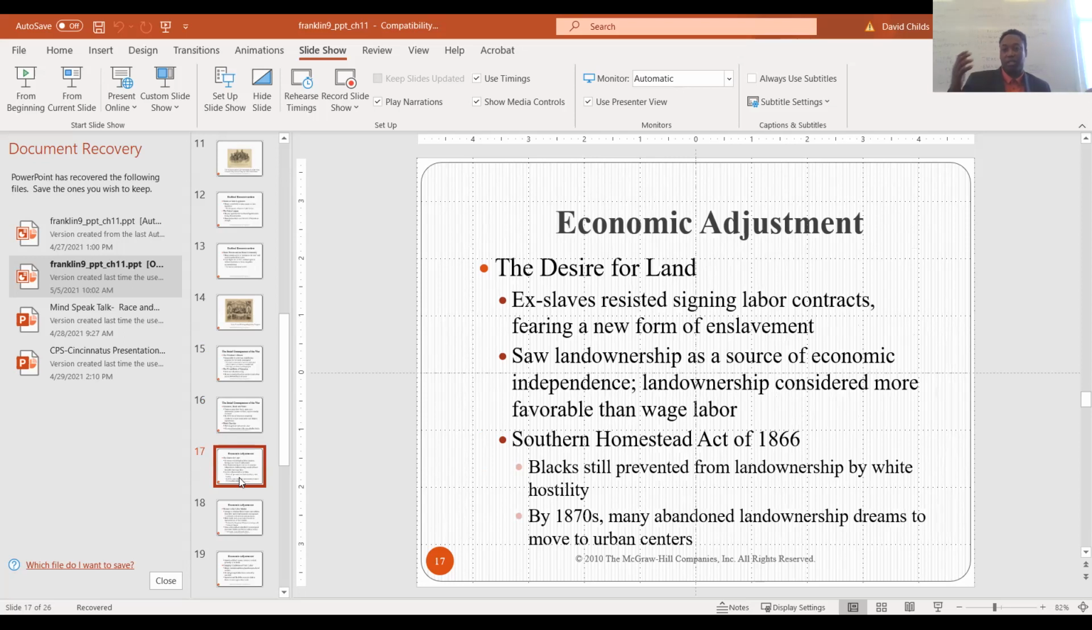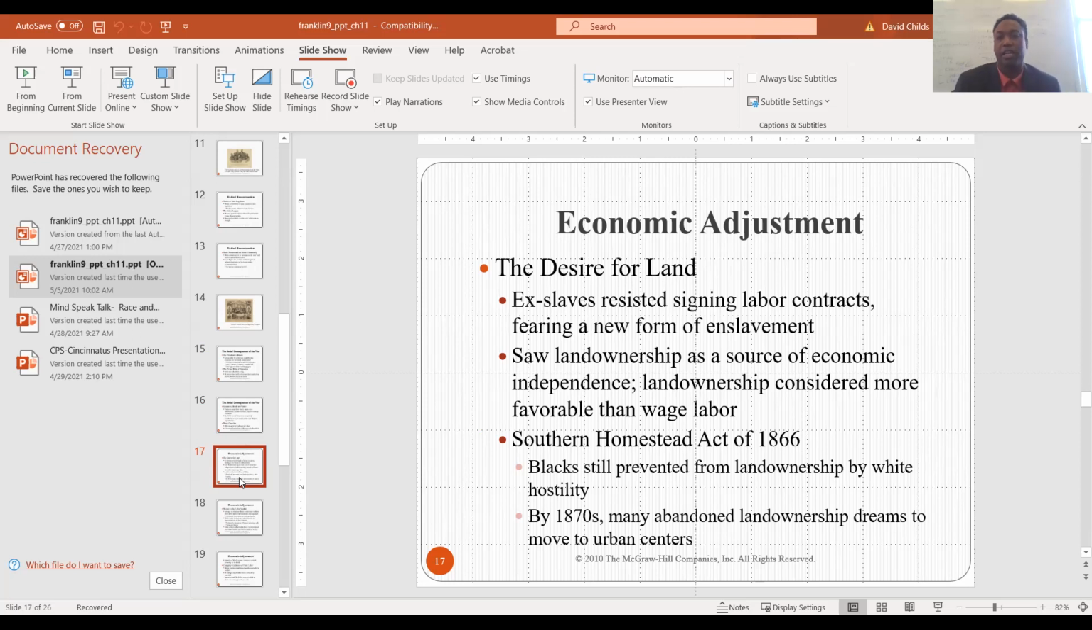So there was an economic adjustment. And that's what I'm saying here in my slide. There was a desire for land because land ownership was wealth. Ex-slaves resisted signing labor contracts, fearing a new form of enslavement. They saw land ownership as a source of economic independence. Land ownership was considered more favorable than wage labor. So again, wealth was connected to land ownership.